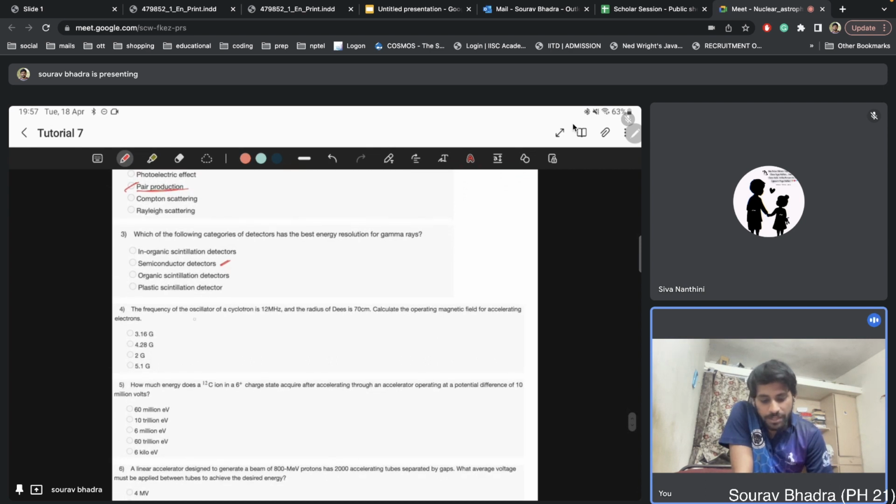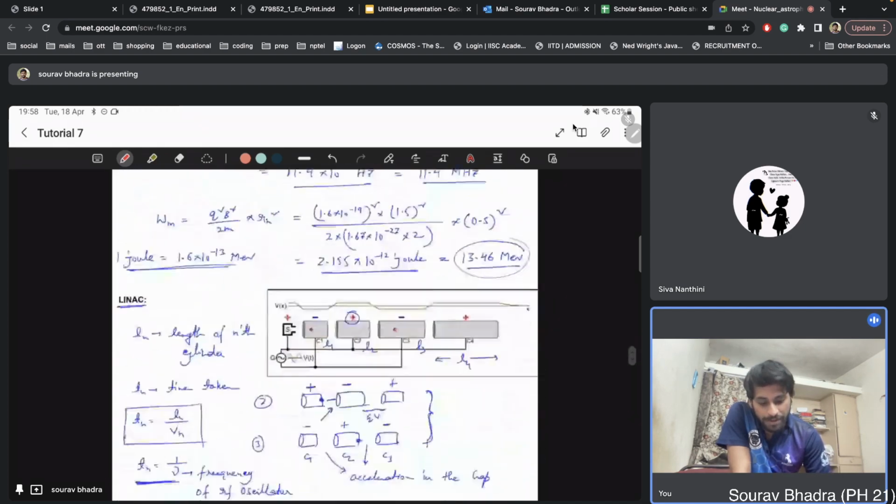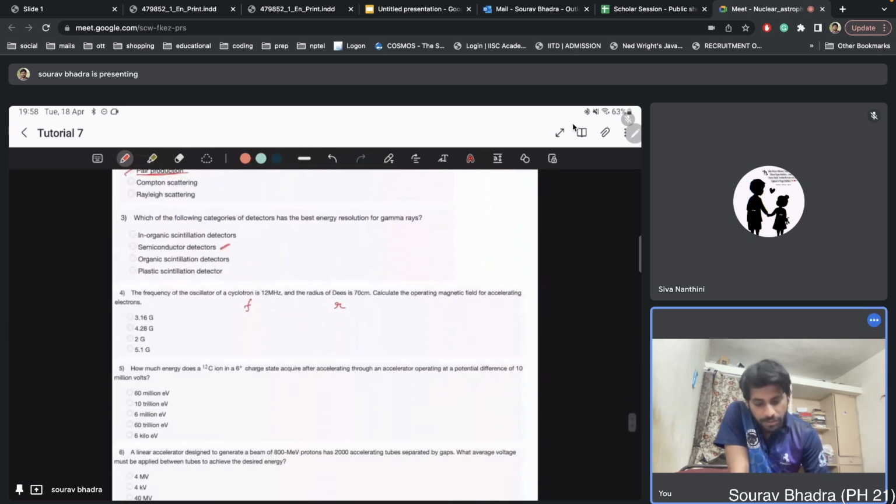Now the frequency of the oscillator of a cyclotron is given, and the radius of the Ds, which is the maximum radius. Calculate the operating magnetic field for accelerating electrons. I have shown you everything: in the cyclotron part, F is QB by 2 pi m. So just do that: F equals QB by 2 pi m. Q you know, and B you have to calculate.